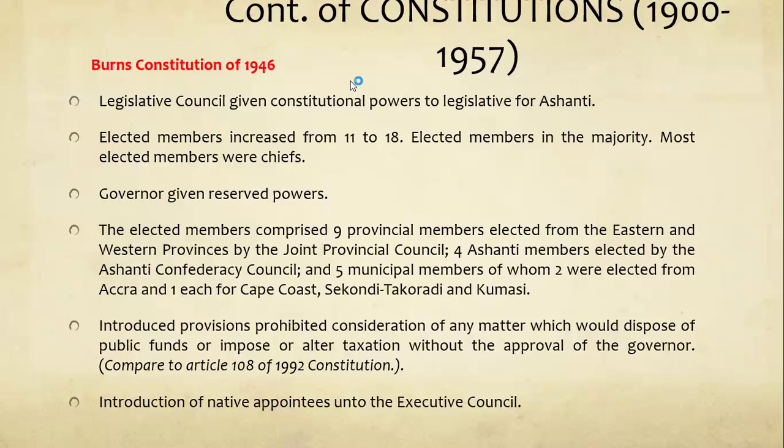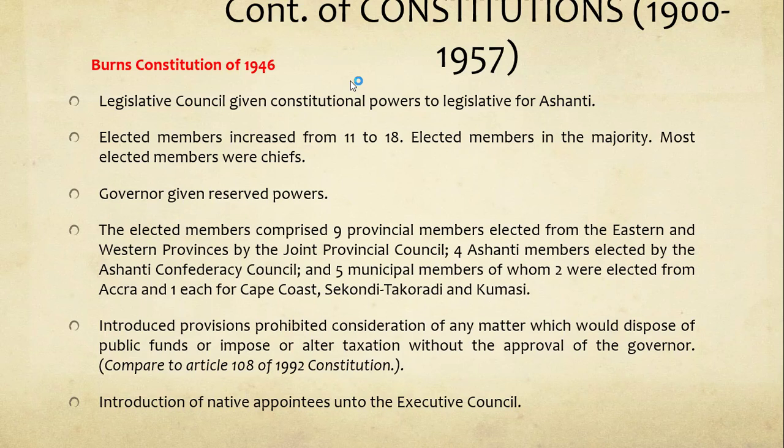And the colonial administration, even in its various constitutional reforms, as we have seen through the Burns Constitution of 1946, actually recognized that the governor still retained twin powers of veto, or the reserve powers. That is, reservation over legislation.